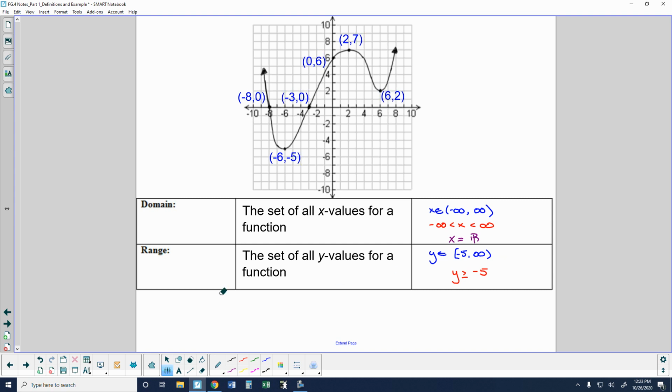So domain and range we should be familiar with. We found those with other functions already. And the domain for this function would be all real numbers. The range for this function would be greater than or equal to -5.